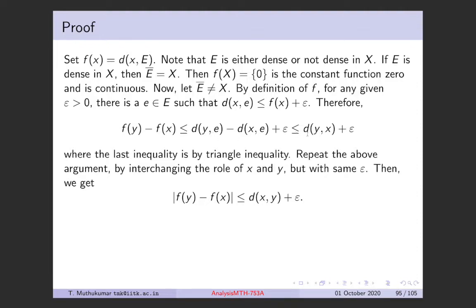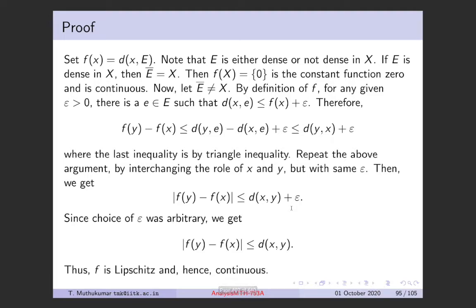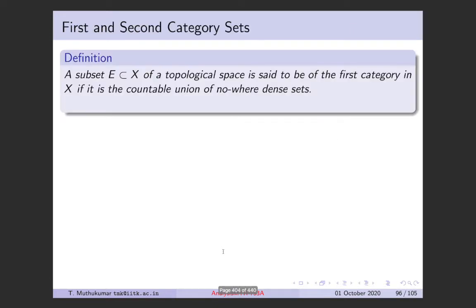So you have this. Now the same argument can be repeated by interchanging the role of x and y. So whatever we did for x and y here can be done for y and x, right? So this doesn't really matter. So you can actually also show fx minus fy is less than or equal to this, which means mod fy minus fx is less than or equal to this quantity. Now epsilon, as we see, is arbitrary, so we have the Lipschitz continuity property of the distance function, and hence it's continuous. It's also uniformly continuous because of this Lipschitz property.